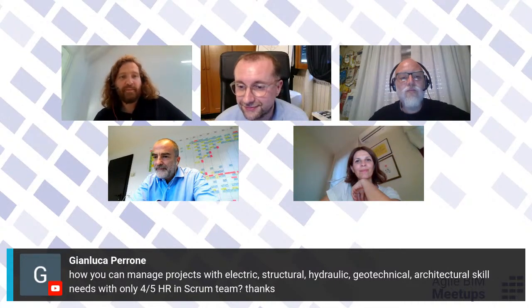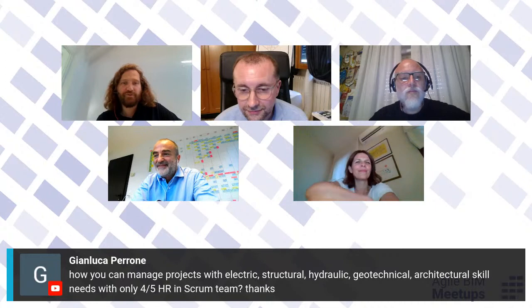Okay. We have another question from Gianluca Peron. How can you manage a project with electric, structural, hydraulic, geotechnical, architectural skill needs with only four or five people in the Scrum team? Specialists are external to our teams. So there are other companies, other actors that we interact with.